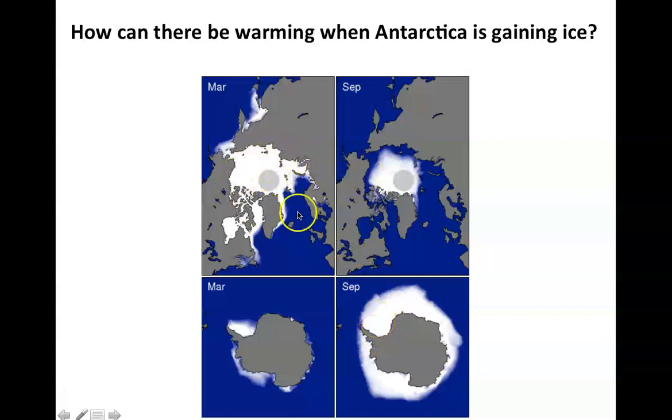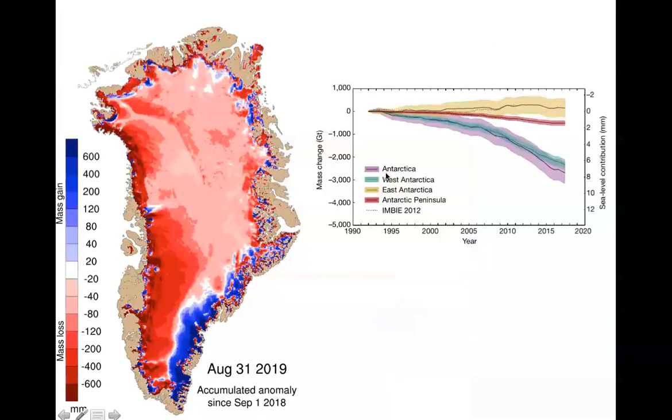This is coming out of winter, so we've got lots of sea ice, and then at the end of summer you can see the sea ice has shrunk. So that's natural. What's going on in places like Greenland?